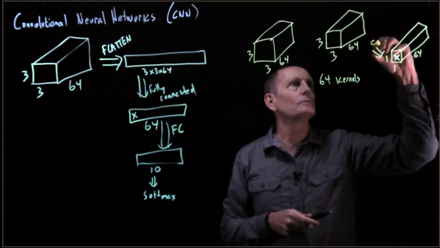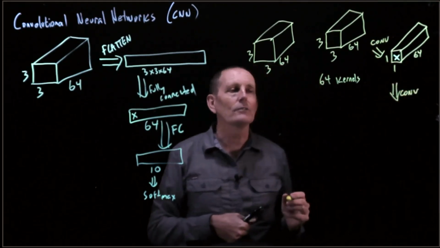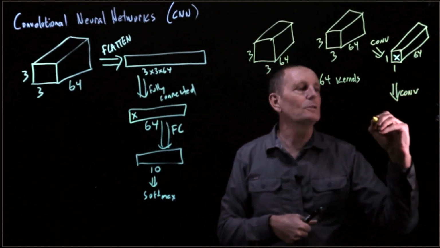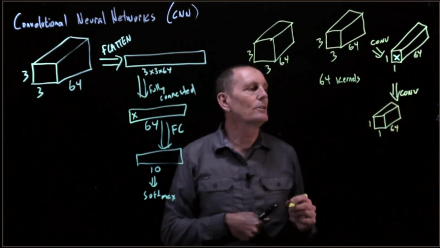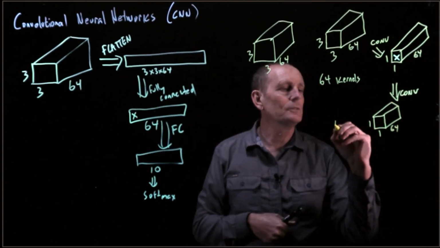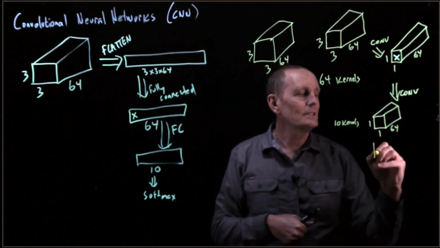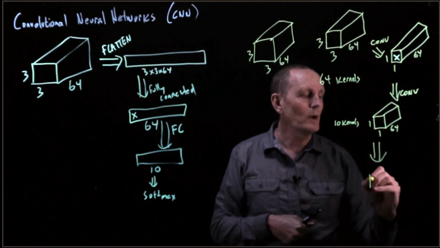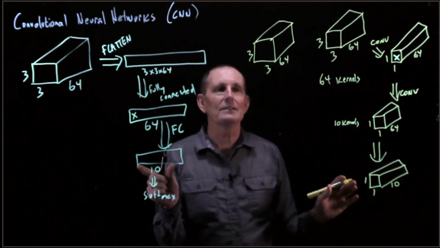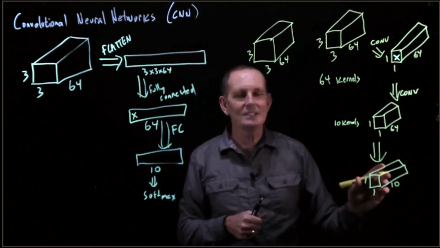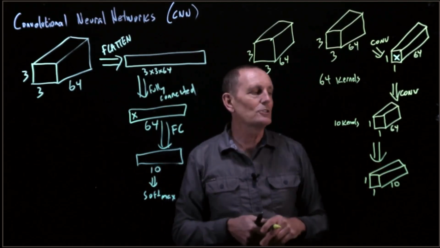So this is a convolution. We could apply another convolution. So the next convolution we're going to do is a 1 by 1 by 64, and we're going to have 10 kernels. So the output of this is going to be a 1 by 1 by 10, exactly equal to here, right? Same number of values. The only difference is this is three-dimensional and this is one-dimensional.